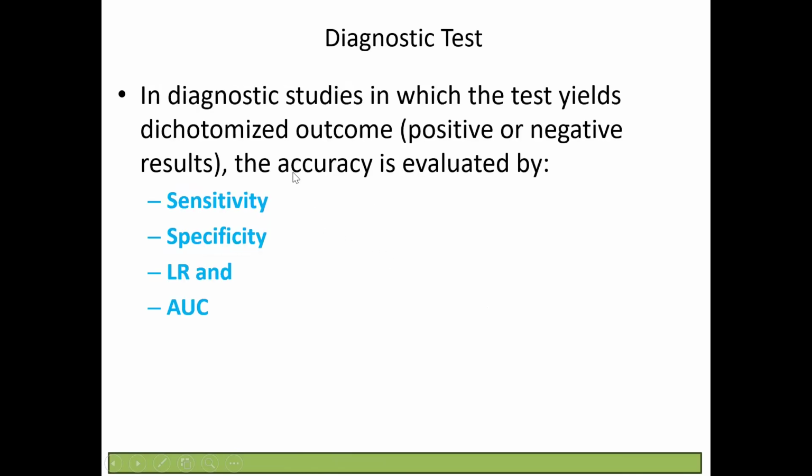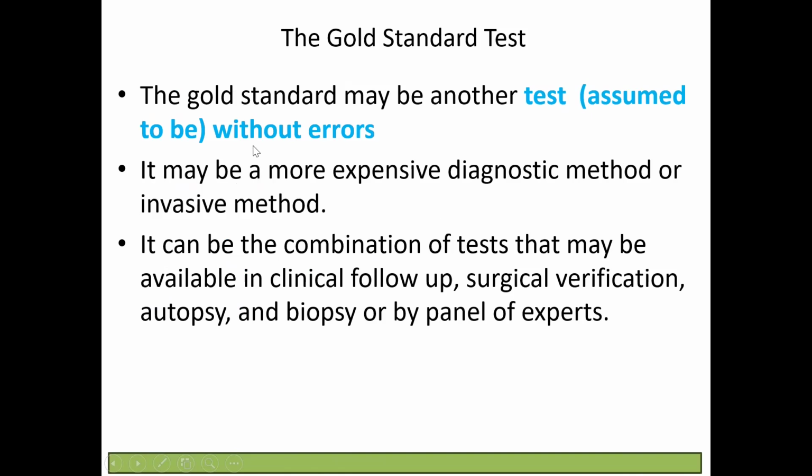In diagnostic studies in which the test yields a dichotomized outcome, positive or negative result, the accuracy is evaluated by sensitivity, specificity, likelihood ratios, and area under the curve. The gold standard may be another test which is assumed to be without errors. The gold standard may be a more expensive diagnostic method or invasive method, or it can be the combination of tests that may be available in clinical follow-up, surgical verification, autopsy, and biopsy, or by panel of experts.